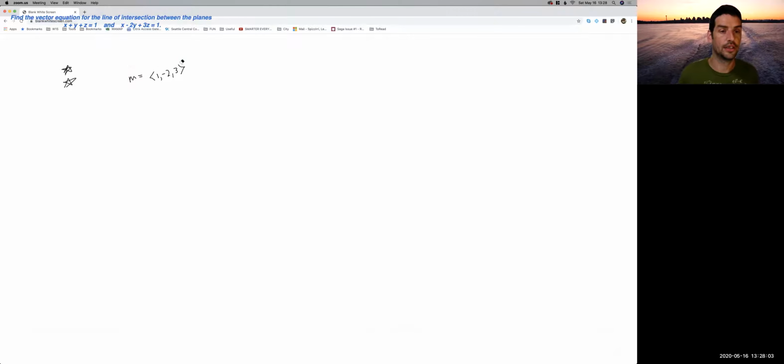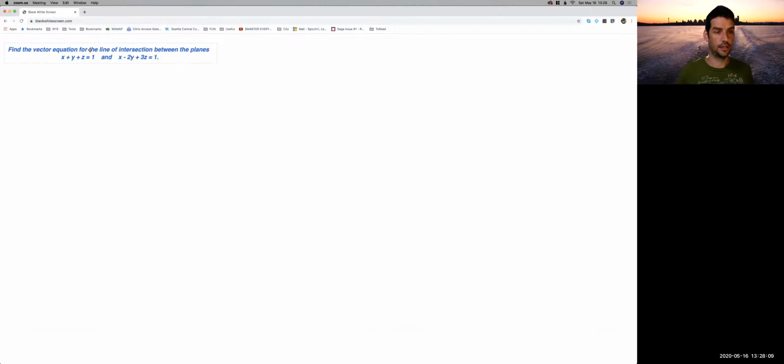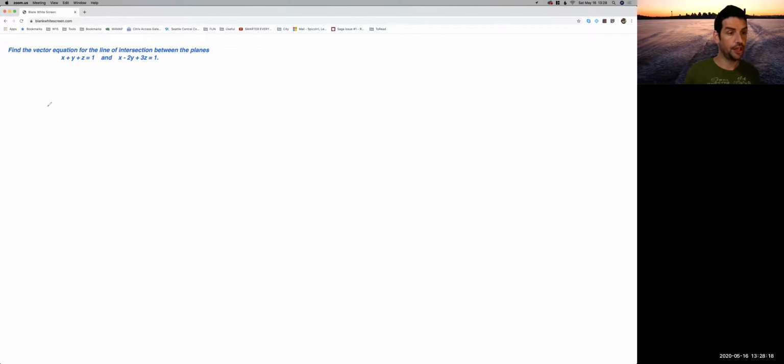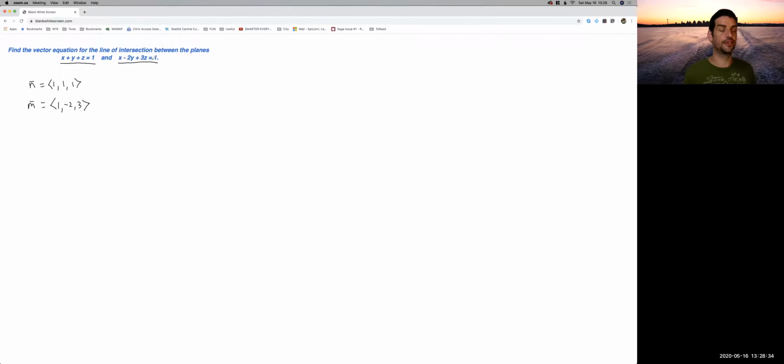All right, so let me move this down. Okay, so what are we going to do? Well, let's just write out what we have. We had N equal to 1, 1, 1. M was equal to 1, -2, 3. These are the normal vectors. N is the normal vector for this plane. M is the normal vector for this plane.